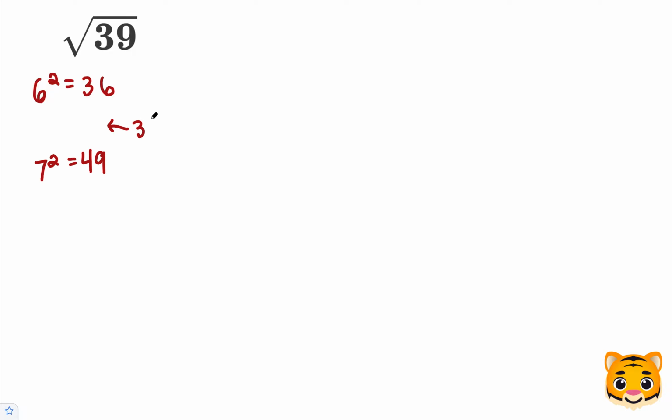So we can see that 39 falls between 36 and 49. Using this information, we can write the following inequality. 36 is less than 39, which is less than 49. Now we can take the square root of all of these values. So we get the square root of 36 is less than the square root of 39, which is less than the square root of 49.